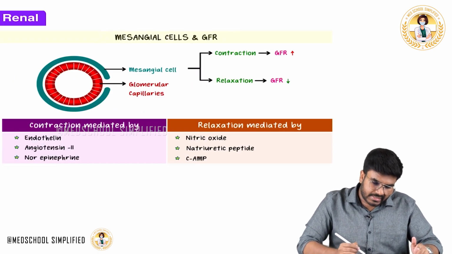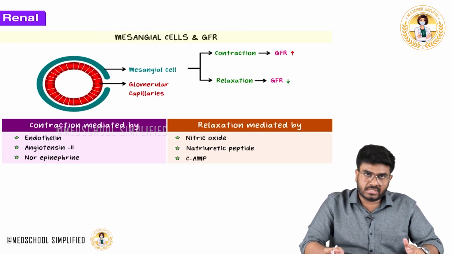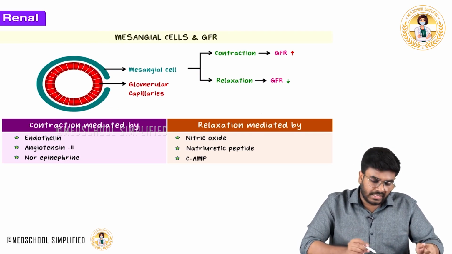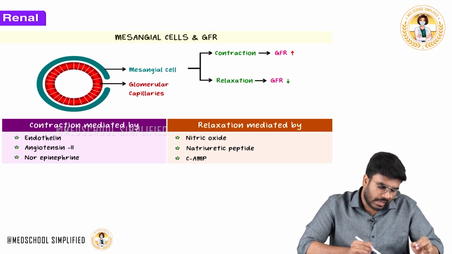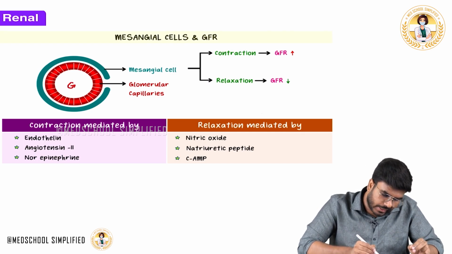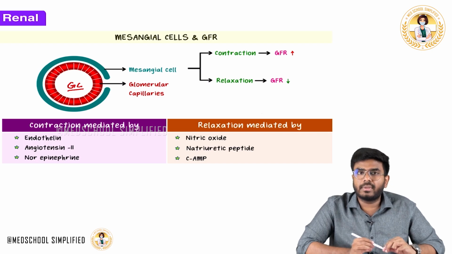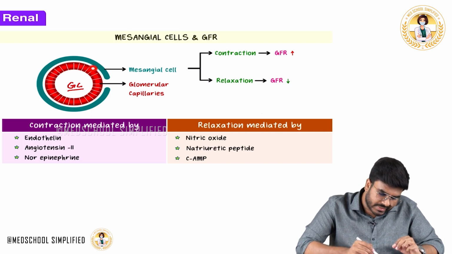Now, after this, let's discuss the GFR changes due to mesangial cells. Even these mesangial cells can control, can regulate the GFR. How, sir? Now, look here, guys. This is a glomerular capillary. How can we say this is a glomerular capillary? Because please look here, all these gaps are there. These gaps are the fenestrations. Now, these glomerular capillaries are surrounded by cells. This is a cell which is surrounding the glomerular capillary. This cell is called a mesangial cell.